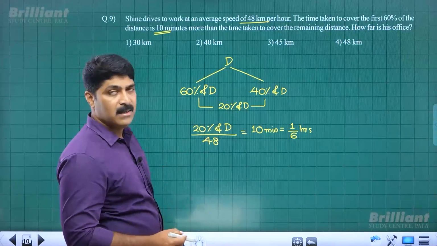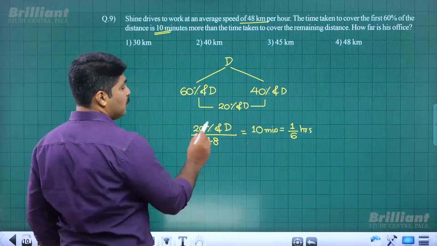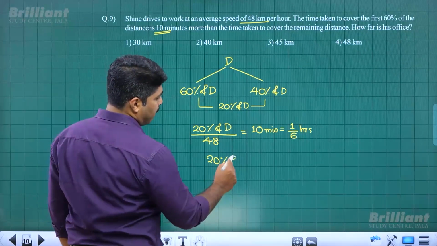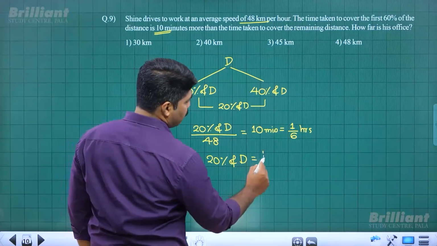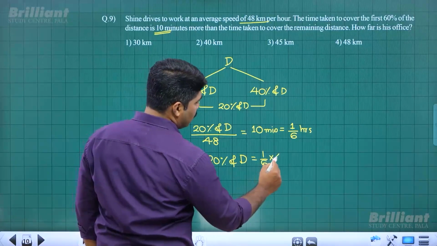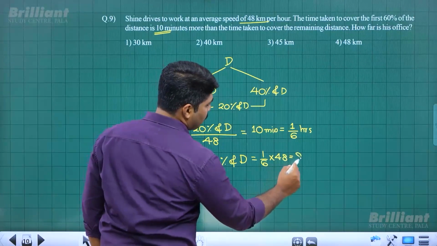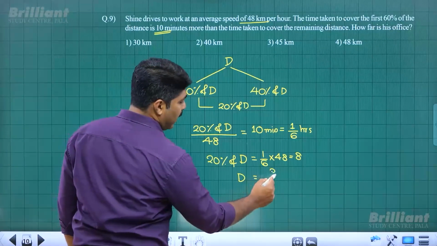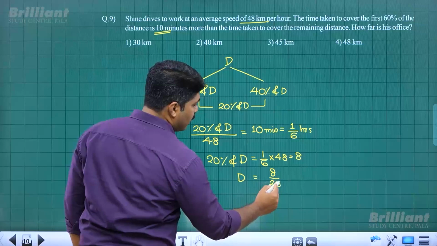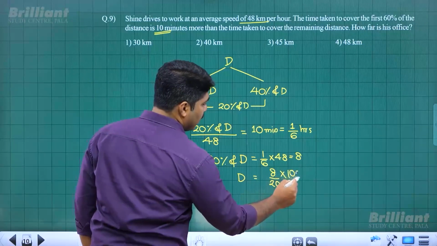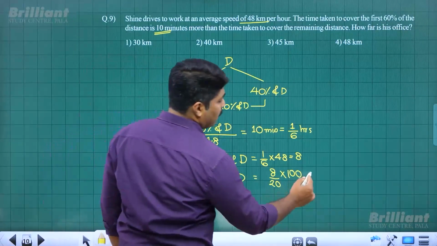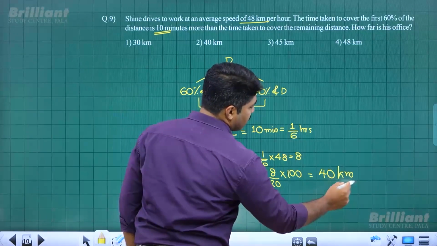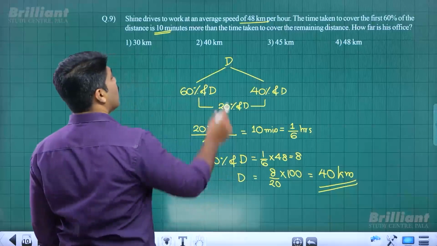From this, we can catch what is this D. So here, how we can do this one? 20% of D, which is equal to 1 by 6 into 48, which is equal to 8. Then what is this D? So this is 8 divided by 20 into 100 here, which is equal to 40. Here distance in kilometer, therefore we can express it as 40 kilometer.